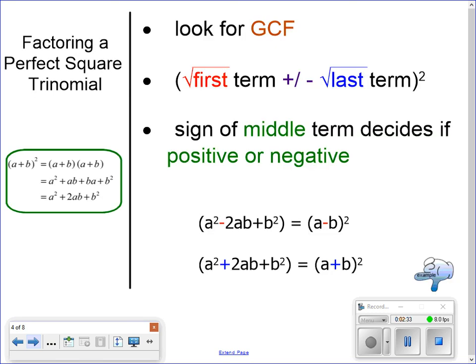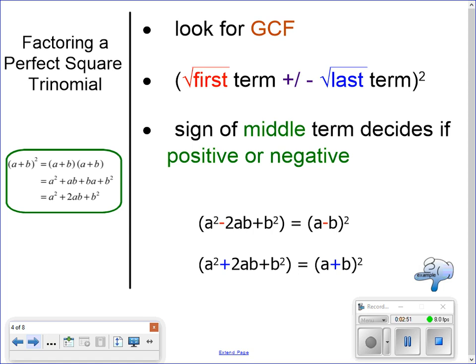Once you've identified that it's a perfect square, this is going to be our shortcut for factoring. So look for a GCF. If there's a greatest common factor, you want to pull that out first. It may not start off as a perfect square trinomial, but after you pull out the greatest common factor, you see, hey, this is a perfect square trinomial.